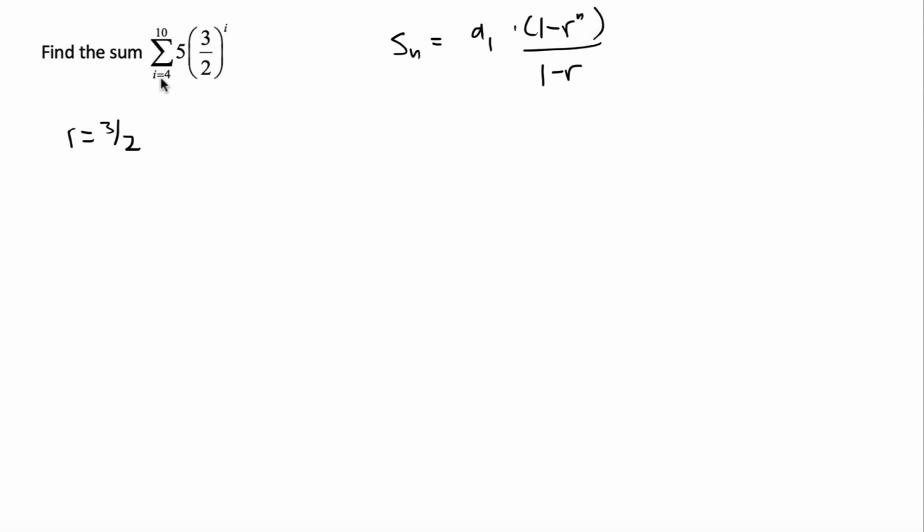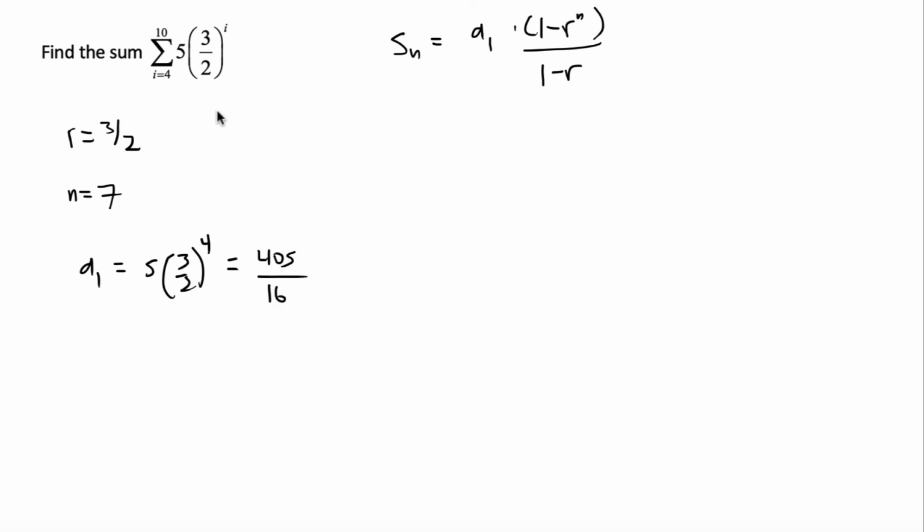Now you notice the index does not start at 1, it starts at 4. So how many terms are there in this sequence? Here there are going to be 7 terms. To find the first term, we just need to plug in the 4 in this case. So 5 times (3/2) to the 4th power. 3 to the 4th power is 81, times 5 is 405, and 2 to the 4th power is 16. So 405/16 is going to be the first term of the sequence.